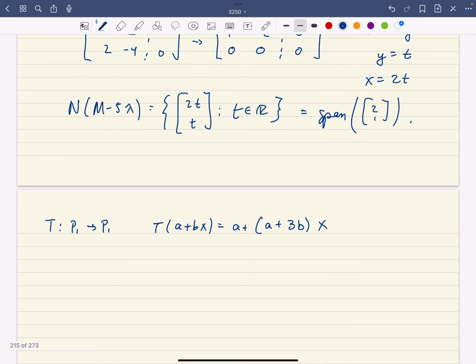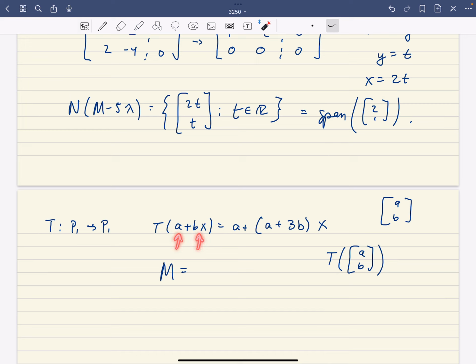And so here our linear transformation, our matrix that we're going to have. So I like to think of this as kind of, if you think about a plus bx as a vector, this is basically sending a, b. So if I let a be the constant and b be the coefficient for the linear term, this is basically sending it to a plus 3b. And so our matrix that we're going to get is going to be 1, 0, 1, 3. And then you can basically repeat the process with this.